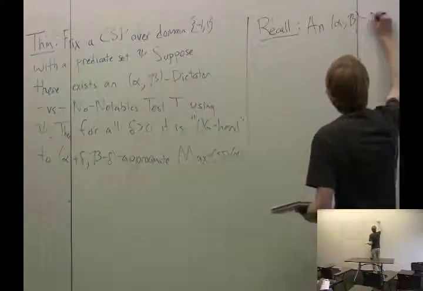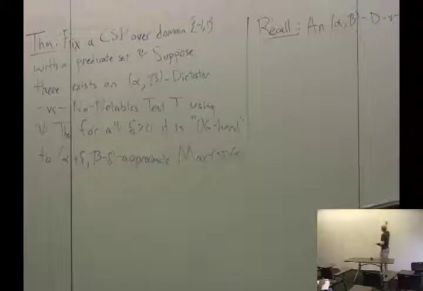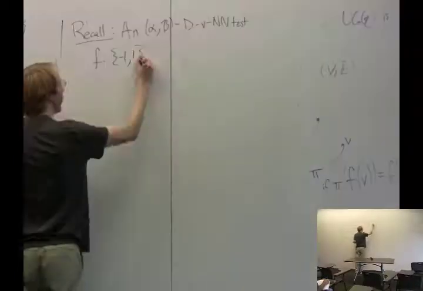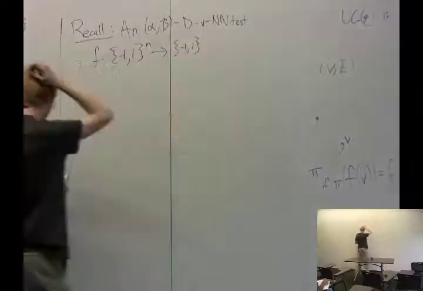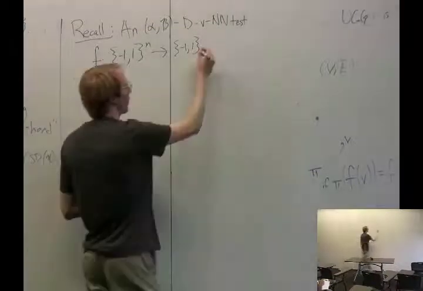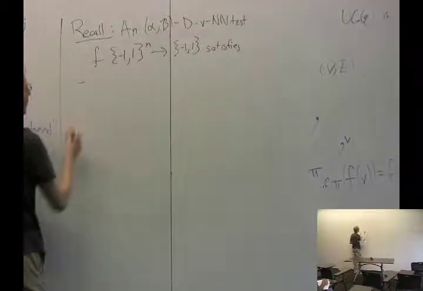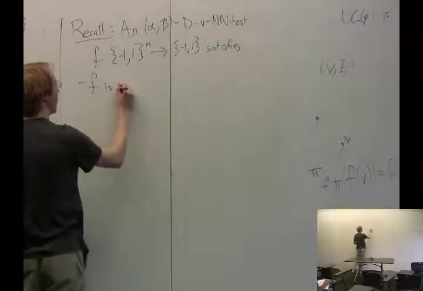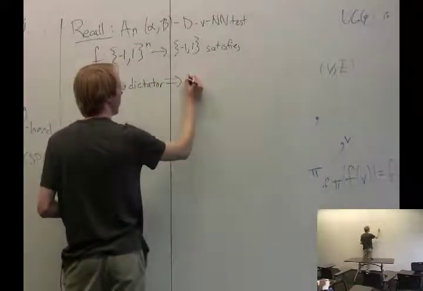So an alpha-beta dictator versus no notables test. It's what Ryan called a local tester for functions f, functions which receive Boolean inputs and output Boolean values, which satisfies a couple properties. So the first one is you want dictators to pass with high probability. So if f is a dictator, then it passes with probability at least beta.